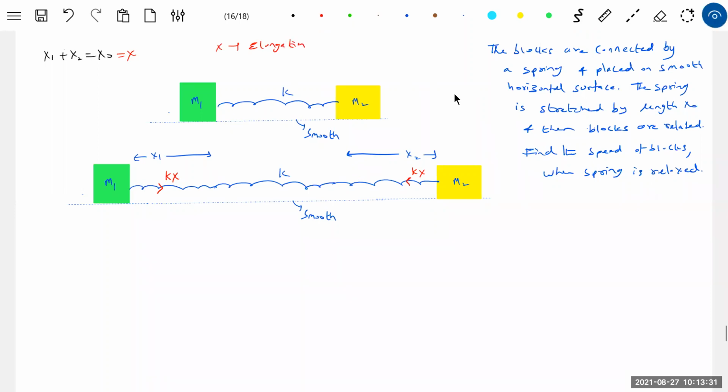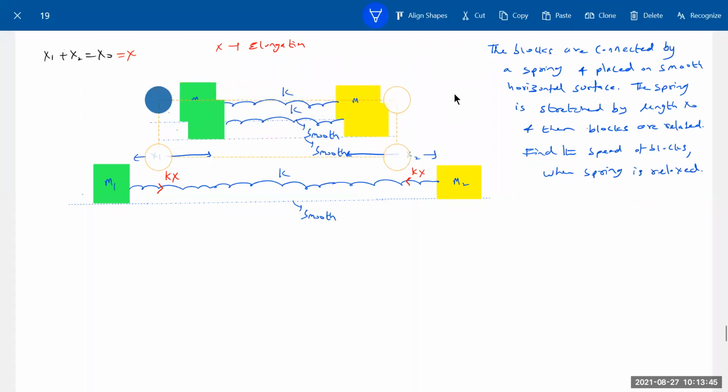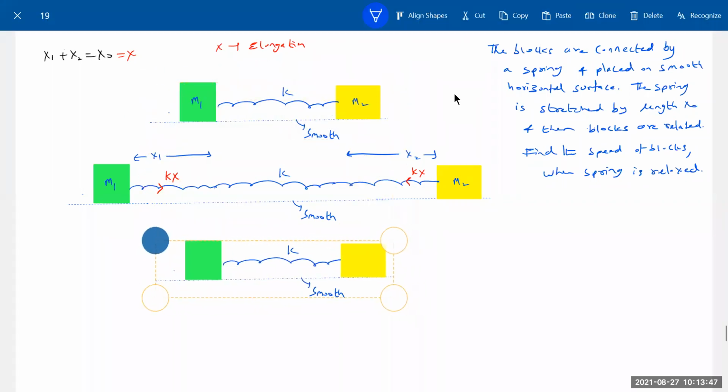So now don't write kx1, kx2. No, not like that. Kx only should be that. So now this force, what will it do? These are released from rest. So again, when the blocks come to the original position, what about the spring force? Spring force, in fact, did work.